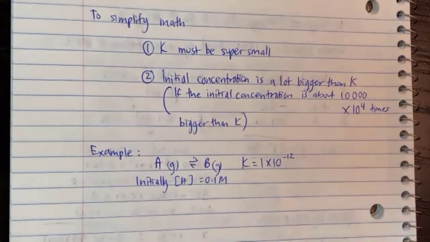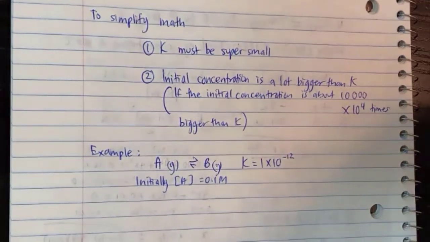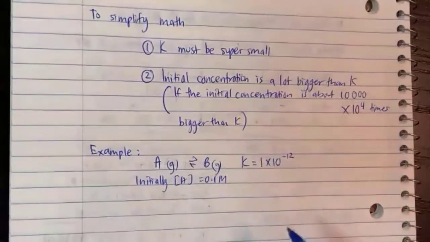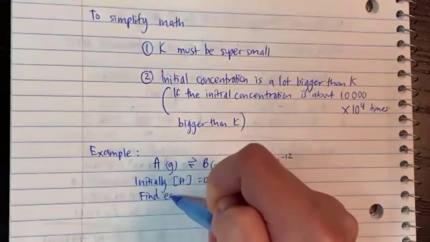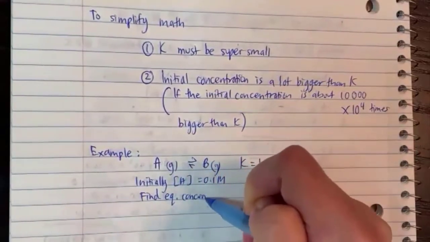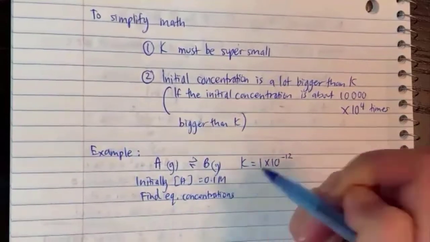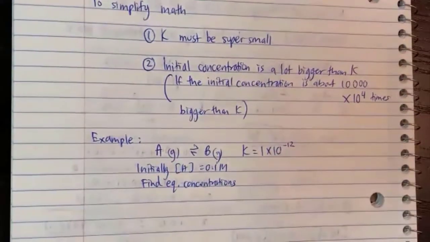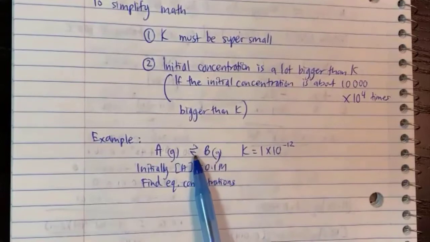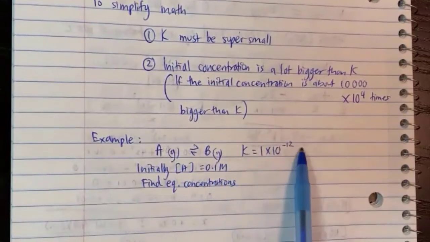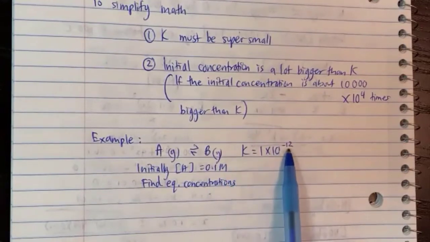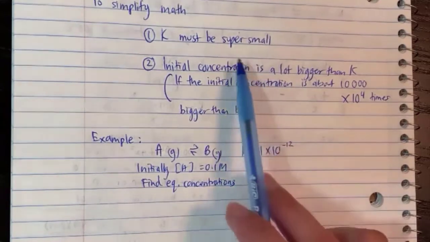Okay, all right. So let's do this. Find equilibrium concentrations. All right. So we see that, yes, my A is 0.1. And my K is so small, it's way, way, way smaller than 10,000 times smaller, right? It's like 10 to the power 11 times smaller. Okay, so I'm like, okay, that means I can simplify my math.